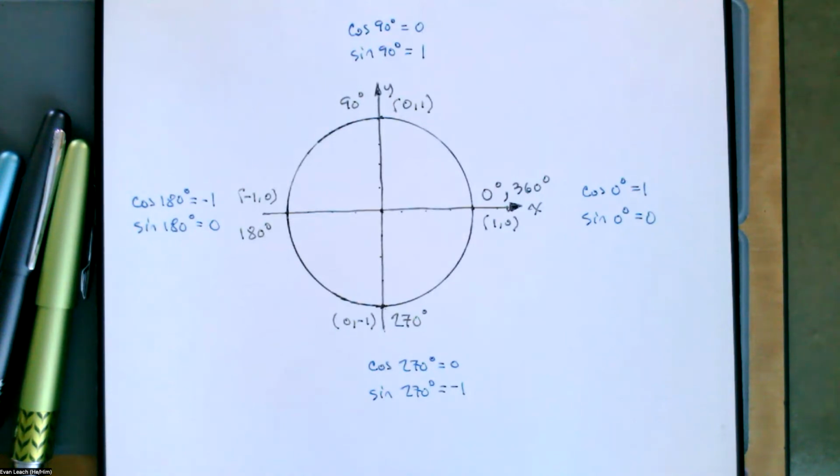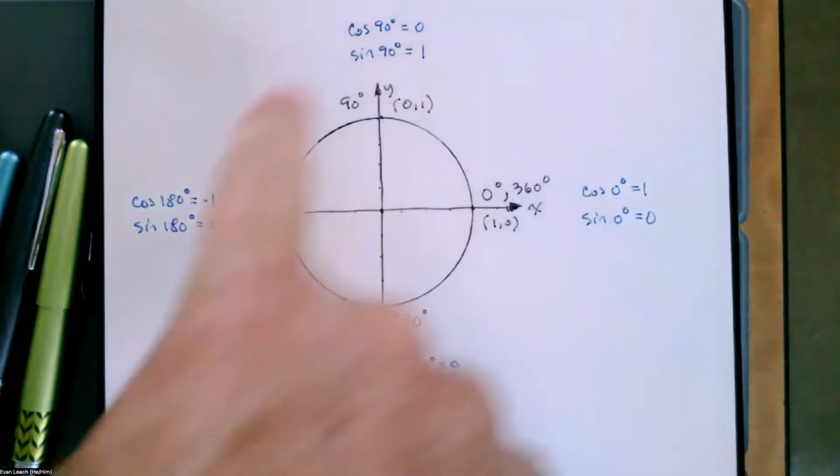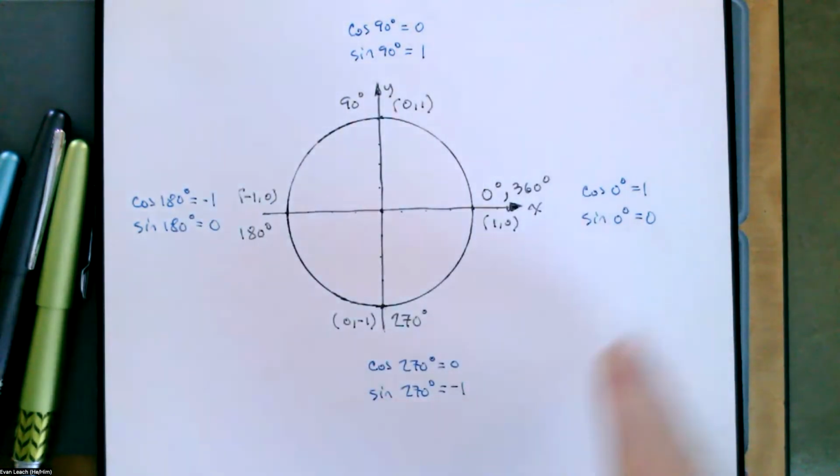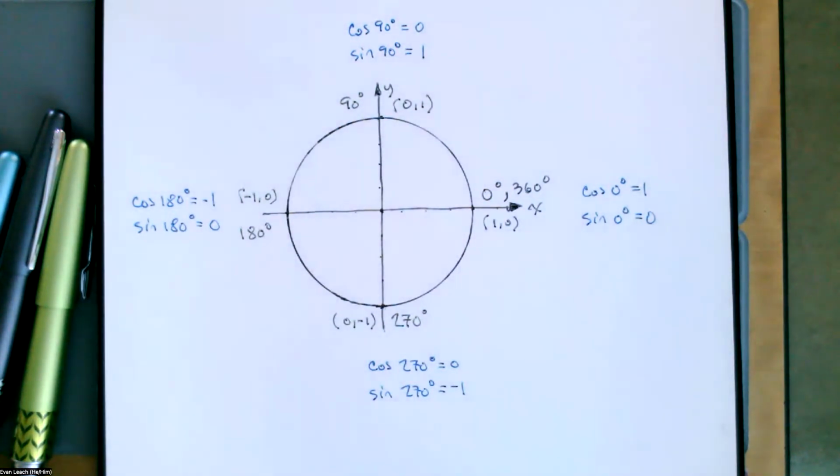Any questions? We want to see the patterns. We want to look for as many patterns as we can get. Notice that cosine starts off at 1, and then we go down to 0, down to -1, back up to 0, back up to 1. So it starts off at 1, going around the circle, drops to 0, to -1, back up to 0, back up to 1.